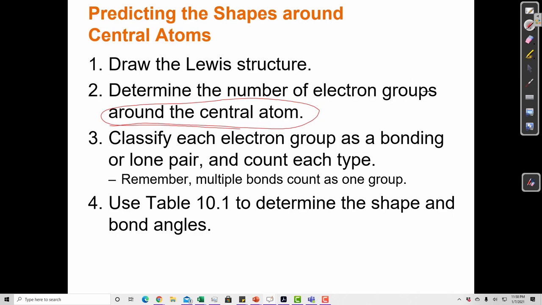Classify each electron group as a bonding group or a lone pair, and then count the number of groups. And once we have the number of groups, you use that table to determine the shape and the bond angles.